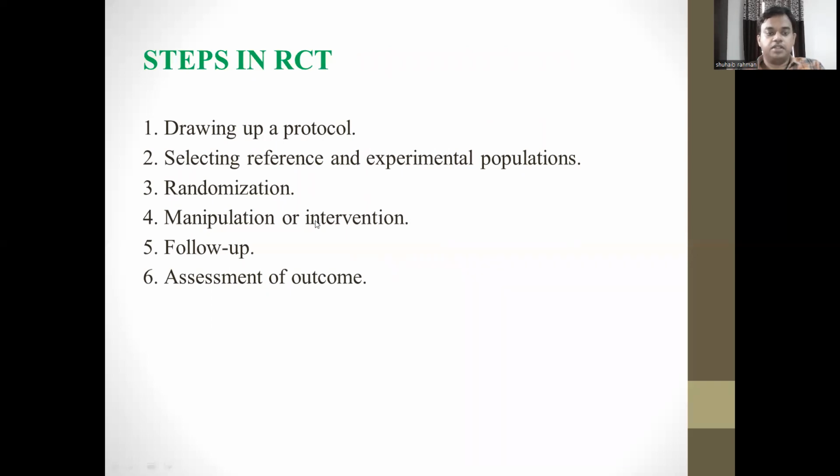Coming to the steps in RCT, the first step is drawing up a protocol, selecting the reference and experimental population. The main step, or heart, of this RCT is randomization. Then comes the manipulation and intervention, what we are going to give. Then comes the follow-up, what is the outcome, and assessment of the outcome, whether it is a negative or positive result. These are the steps, and now we will go through each step in detail.